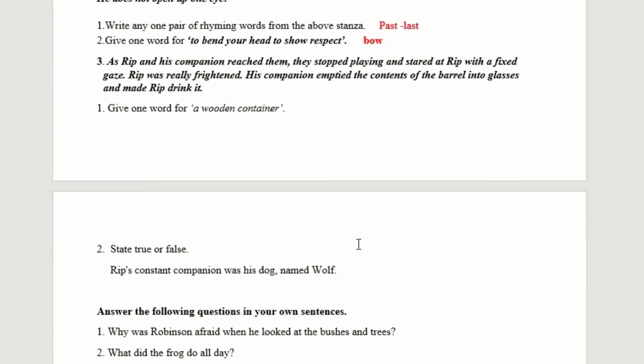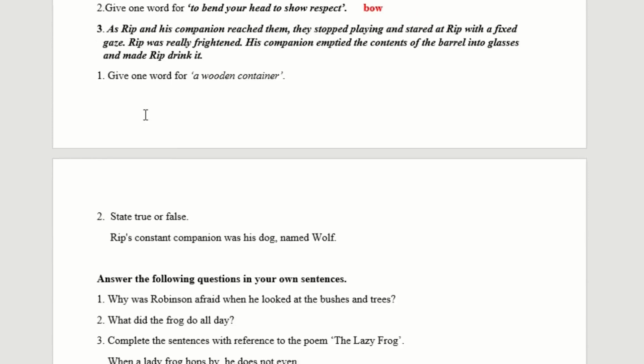Now let's see the third extract. It is taken from Rip Van Winkle. As Rip and his companion reached him, they stopped playing and stared at Rip with a fixed gaze. Rip was really frightened. His companion emptied the contents of the barrel into glasses and made Rip drink it.